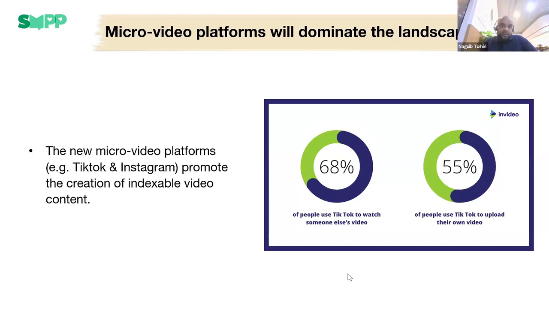The other thing is the micro video platform will dominate the landscape. So TikTok, Instagram, you have 68% of people using TikTok to watch someone else's video. We're going to talk about it tomorrow in the future of social: TikTok is a good platform to discover new content. And 55% of people use TikTok to upload their own video. So it's not YouTube anymore which is the preferred platform for video publishing. TikTok is now becoming a dominant platform for publishing content online. So be ready for those trends, be ready for those changes, and you need to adapt. This will be the whole purpose of tomorrow's session.